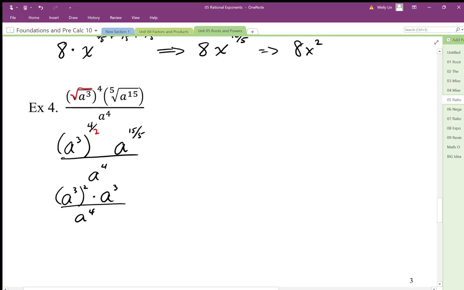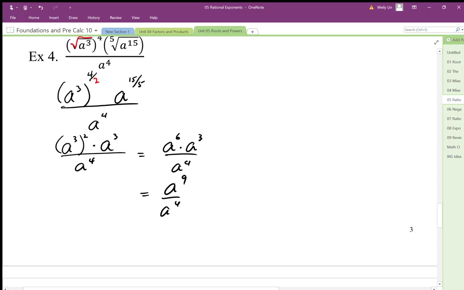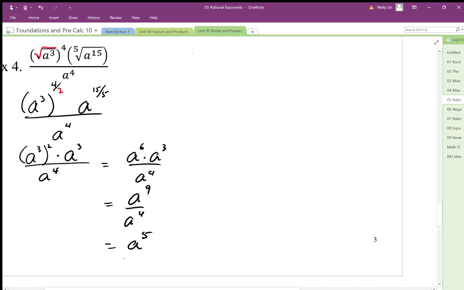That can be simplified. So that's 6 a's, 9 a's on top, 4 a's on divide. So it becomes a to the power 6 times a cubed over a to the 4, a to the power 9 over a to the power 4. And this simplifies to a to the power 5. Okay, so that's one way we can do it. We can just simply do it as an exponential problem.